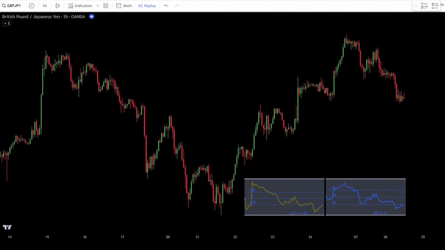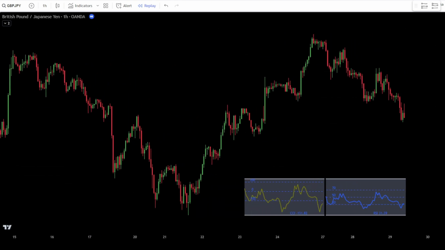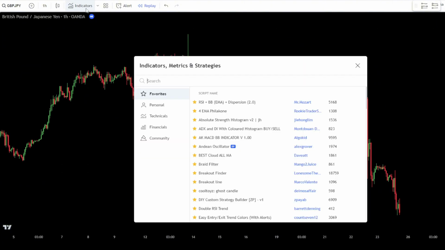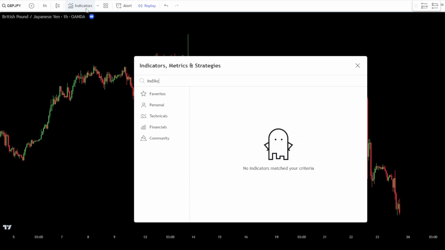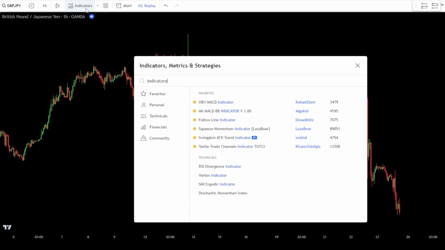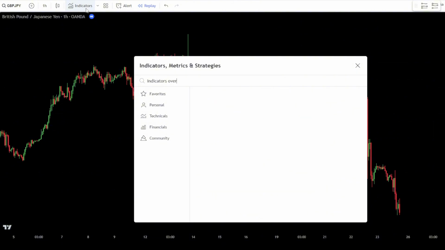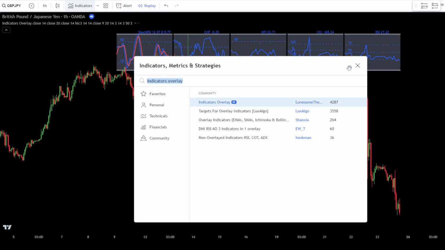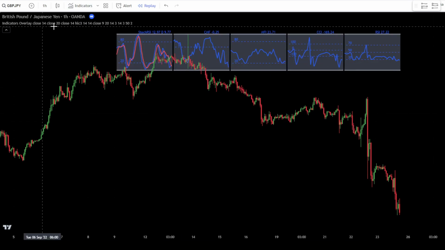To use this trading strategy, you can start by going to the TradingView app. Then, navigate to the Search Indicators tab. In the Search Indicators tab, type in Indicators Overlay. Next, select Indicators Overlay by Tableau. After that, configure the settings for Indicators Overlay.